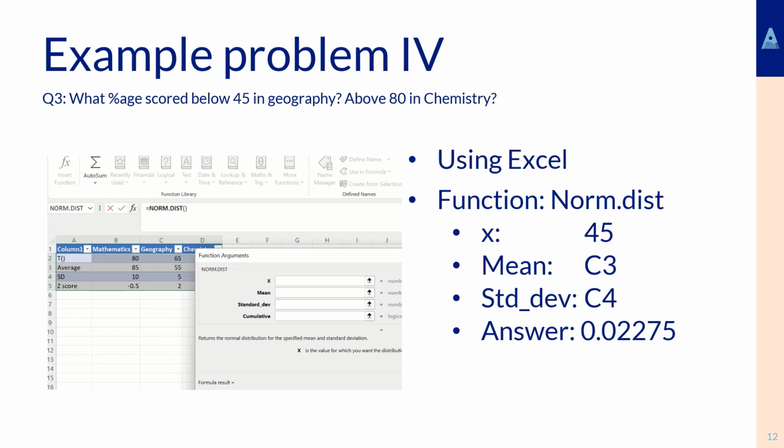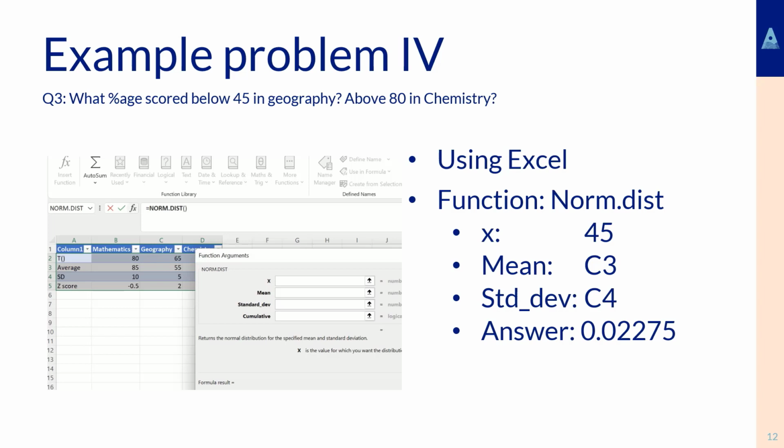So you type in 45 and true, and the other two are cell values, and the answer will come out in the place that you placed the function as 0.02275. That means that the percentage who scored below 45 in geography was less than 2.3%.